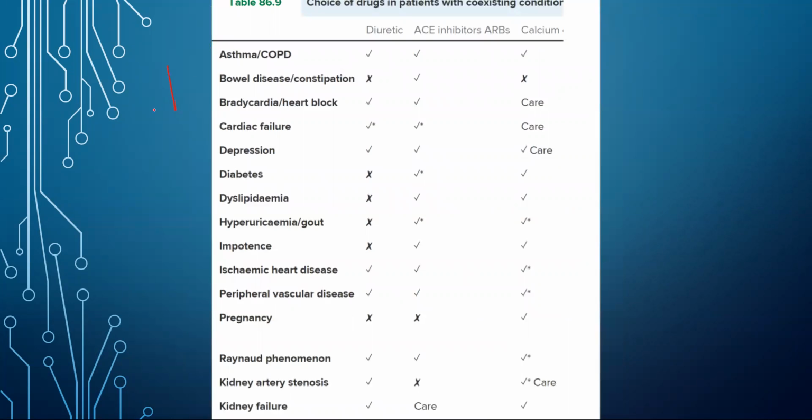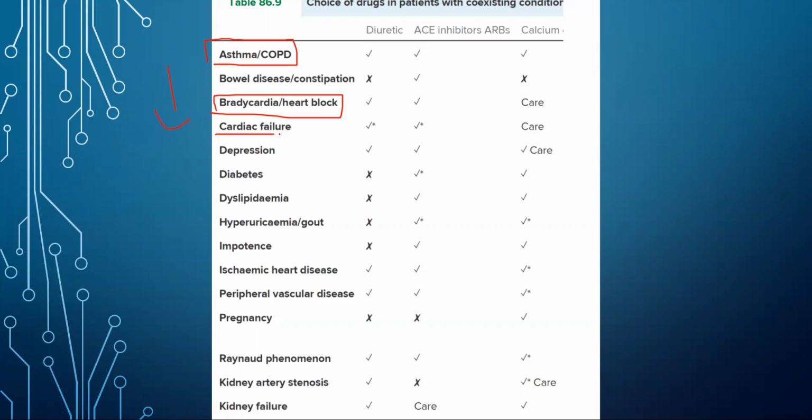Okay. Now, this is the most important chart, which comes up in the exam in many ways. So, choice of antihypertensive based on a patient's medical comorbidities. That means you can't use every antihypertensive in every patient. Let's say you have a patient with asthma or COPD. In that patient, you can't use a beta blocker because it can cause bronchospasm, but all others are fine. For a patient who has bradycardia or heart block, we can't use a beta blocker, and also we will not use a calcium channel blocker because that can cause more bradycardia.